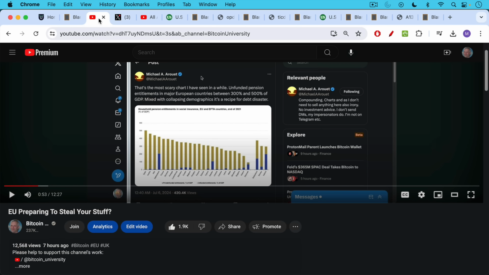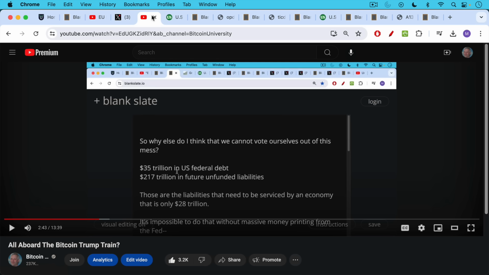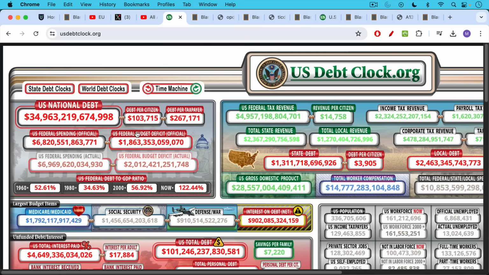Yesterday we talked about the EU forming a registry for all assets and preparing to steal people's stuff. And as part of that, I linked to this tweet that talks about the very high debt levels, unfunded pension entitlements as a percentage of GDP, 300 to 500% for all of these different countries in Europe. I also talked about this in the context of the US elections and why whomever we elect is going to have a lot of problems, whether it's Trump or Harris or RFK, because of this 35 trillion in US federal debt plus 217 trillion in future unfunded liabilities. Here's the national debt, that 35 trillion.